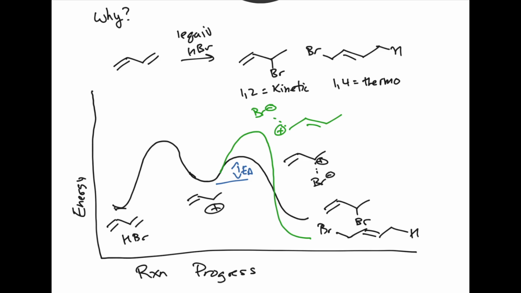So why did I get to say that the 1,4 product is always thermodynamic, always more stable, and the 1,2 product is going to be kinetic and probably less stable? So let's look at these two products here and compare them.